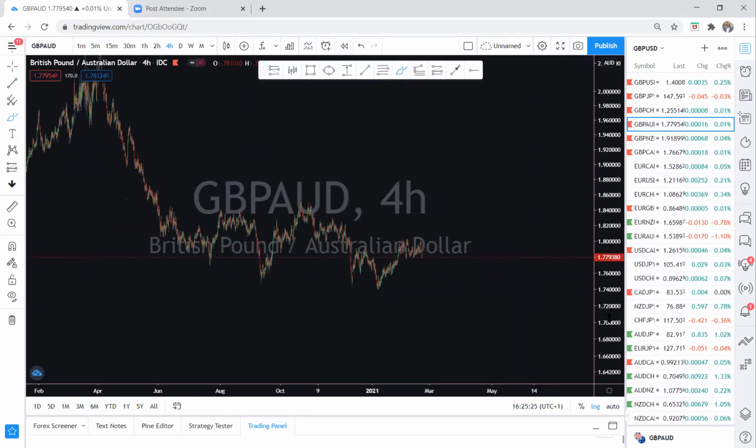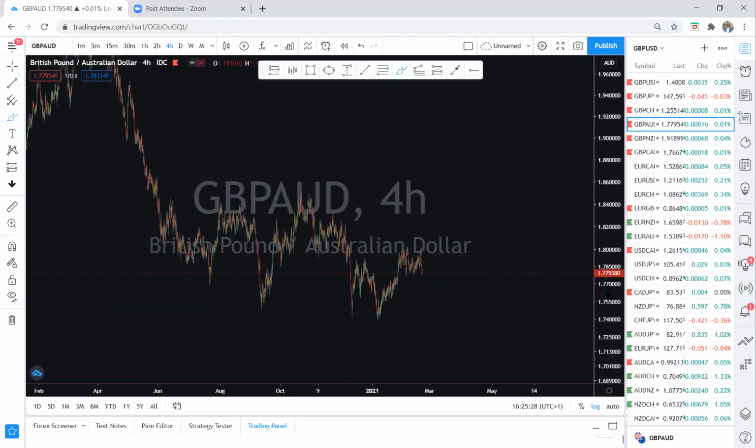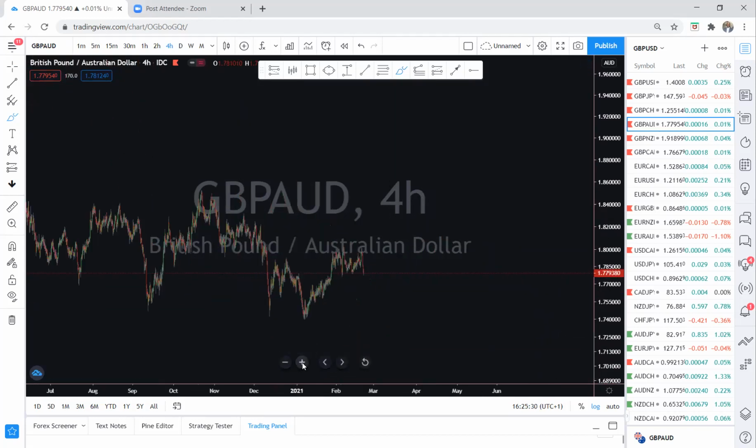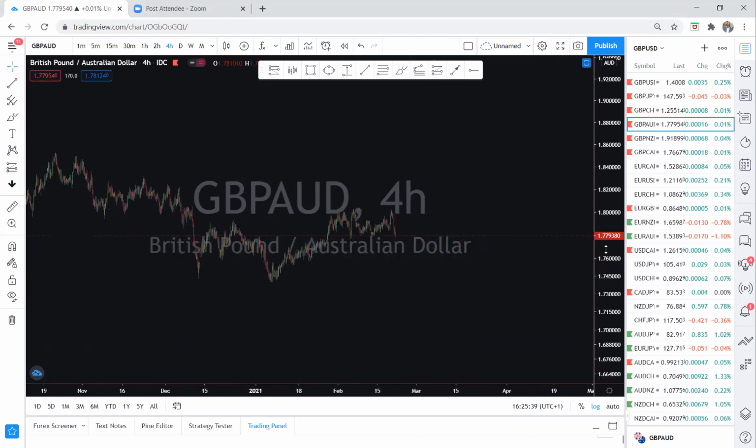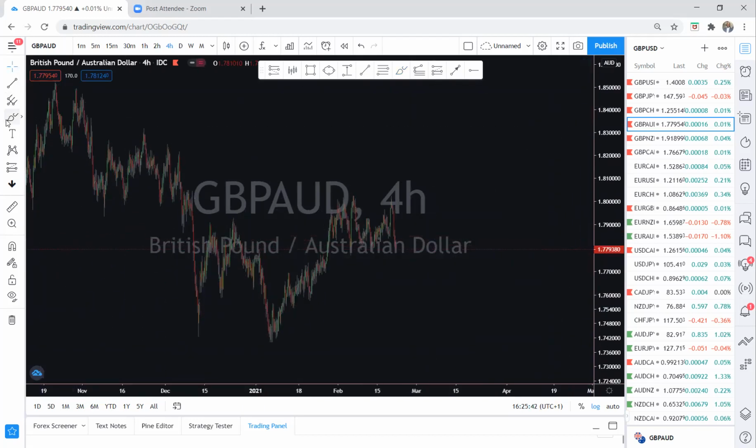In 4 hours, we took a trade after this correction. Let me show you. We have this move. After this move, we have a running flat here. We took a trade here. After a 50% retracement of this move, and the formation of the running flat, we took a trade to the upside.